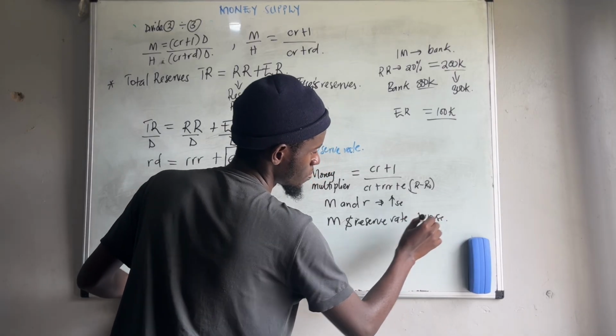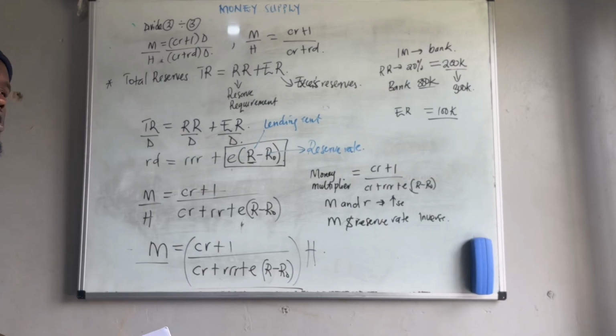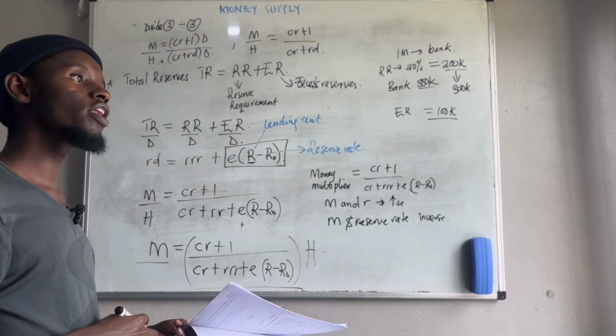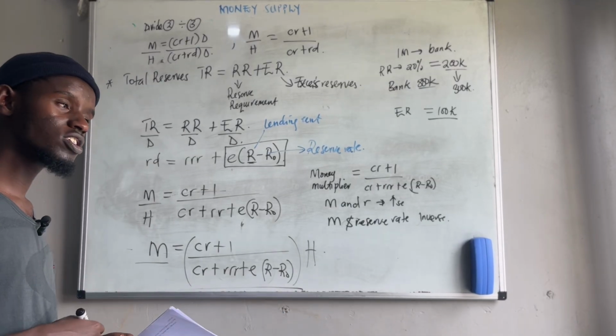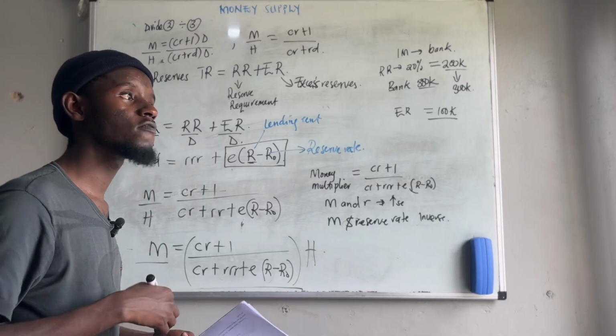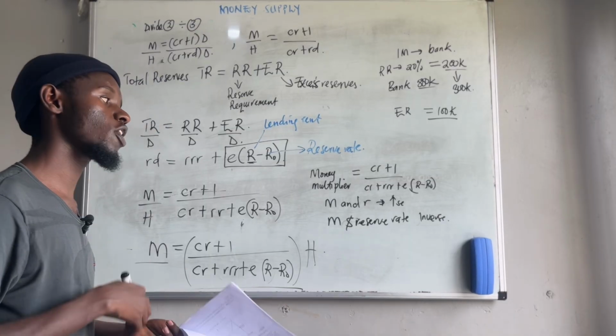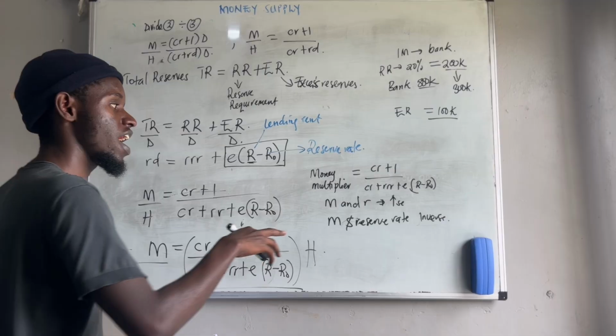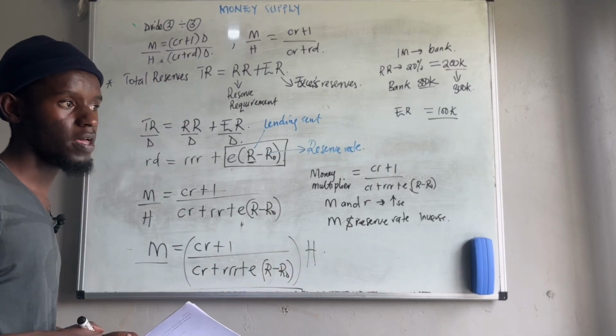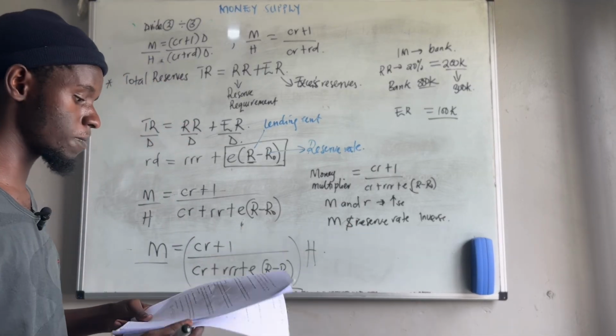Or negative relationship. An increase in the reserve rate will lead to a reduction in money supply because commercial banks will have less money available for lending to the public. Likewise, a reduction in the reserve rate will increase money supply because commercial banks are left with a lot of money to lend to the public.